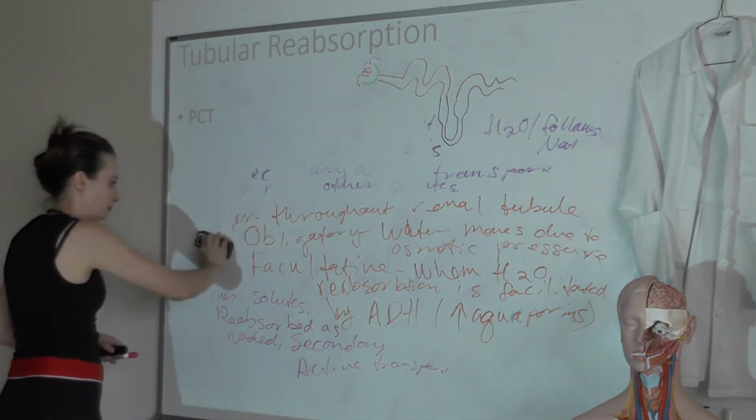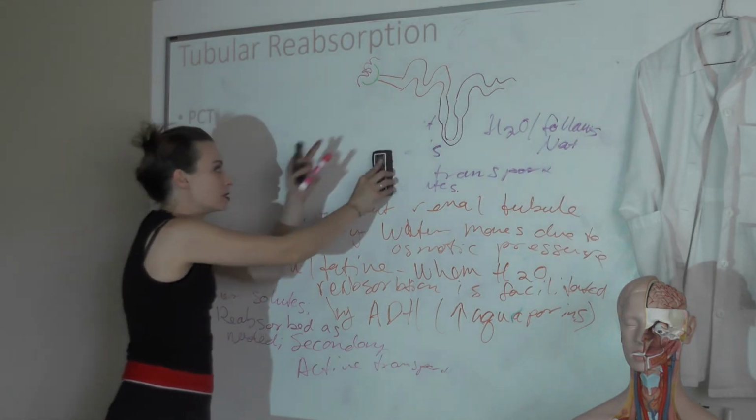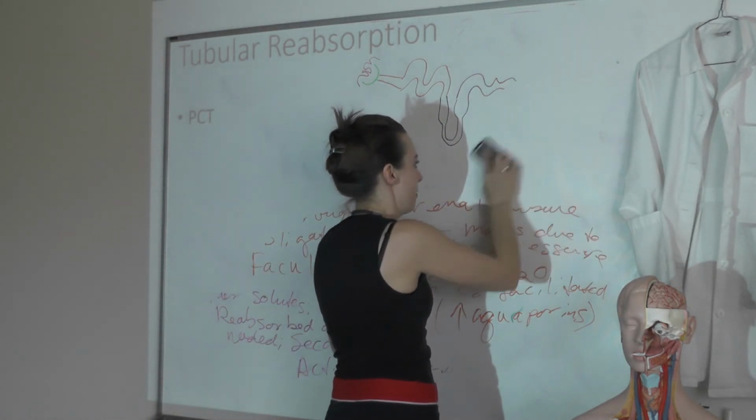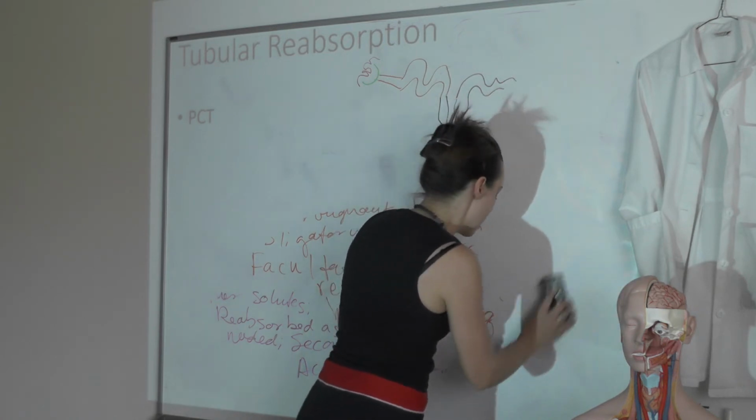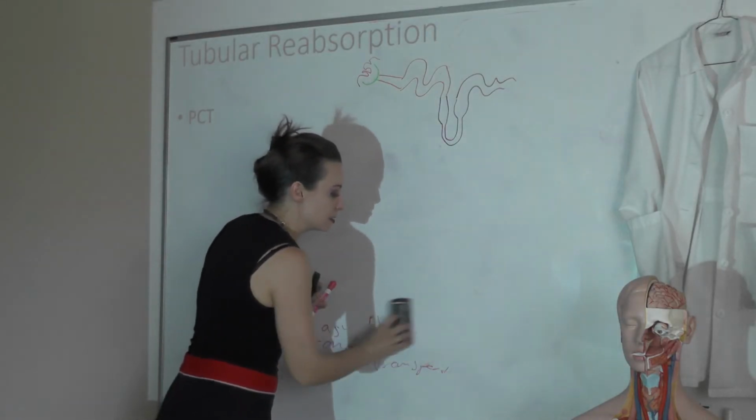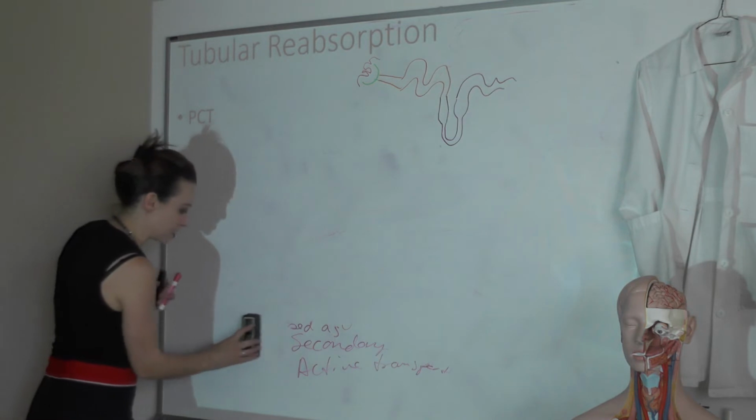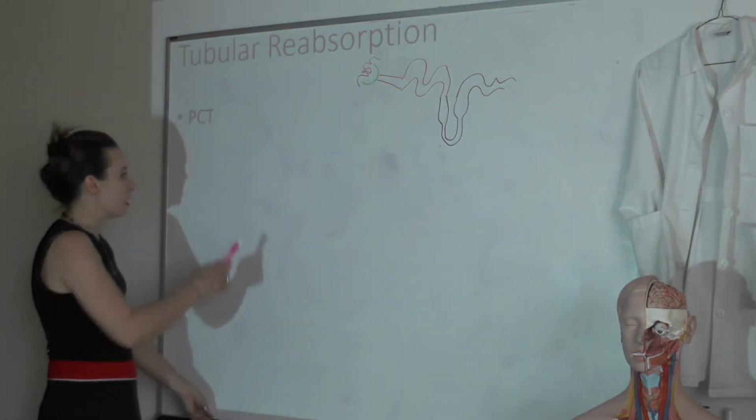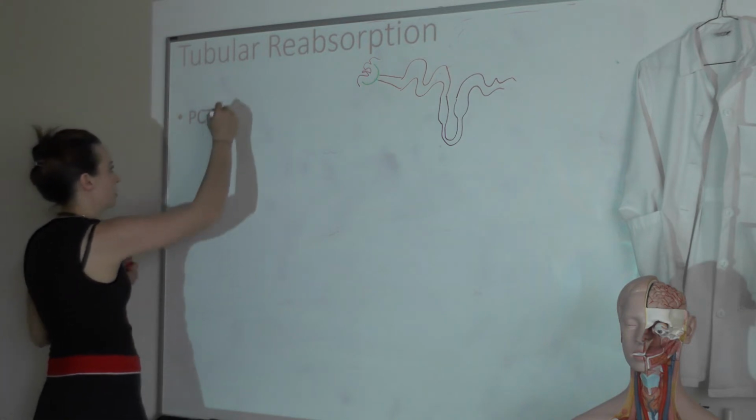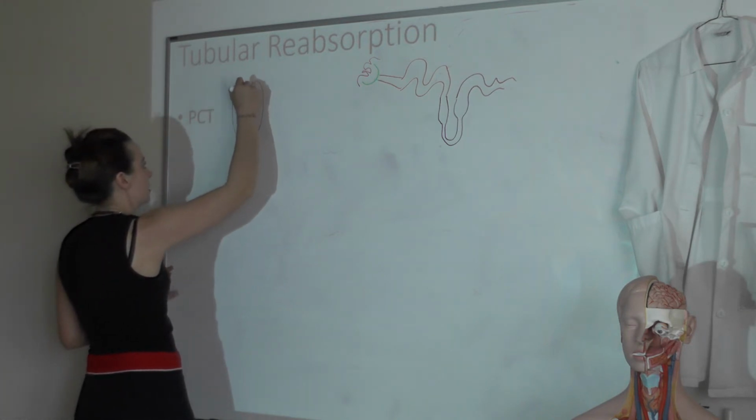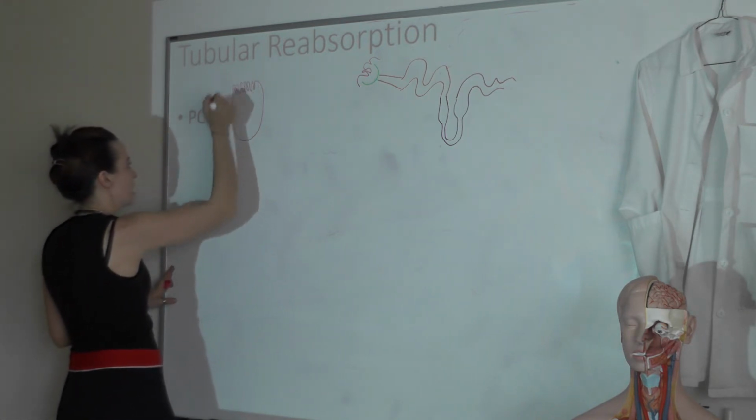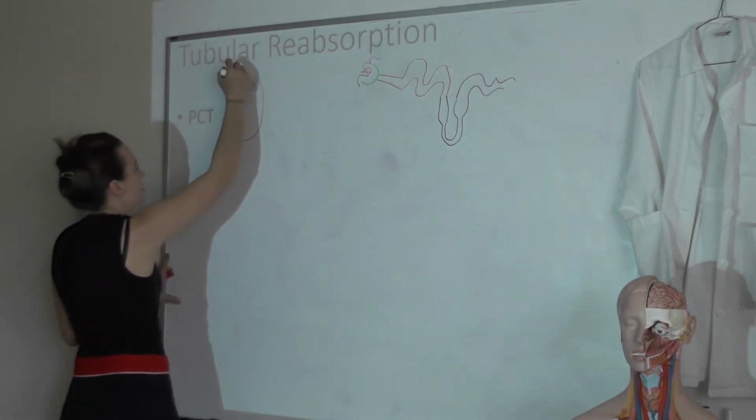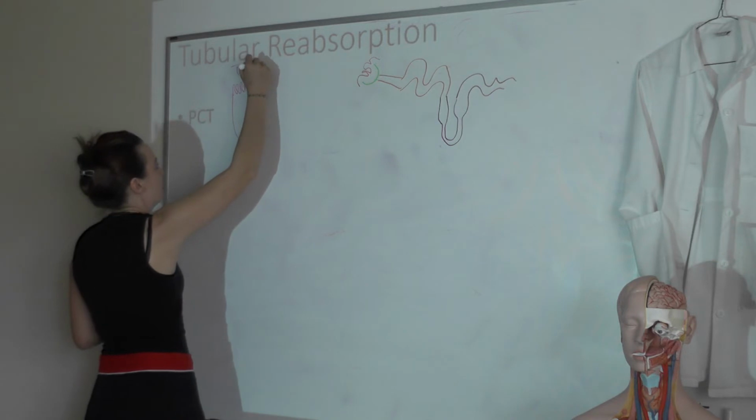Okay, so the proximal convoluted tubule is proximal to the glomerulus from the fluid perspective. So most of the adjustments to this tubular fluid that's going to become urine are being made here in the proximal convoluted tubule. If we look at the cells in the proximal convoluted tubule, they're these columnar cells that have a lot of microvilli. The apical surface is up here facing the tubular fluid.